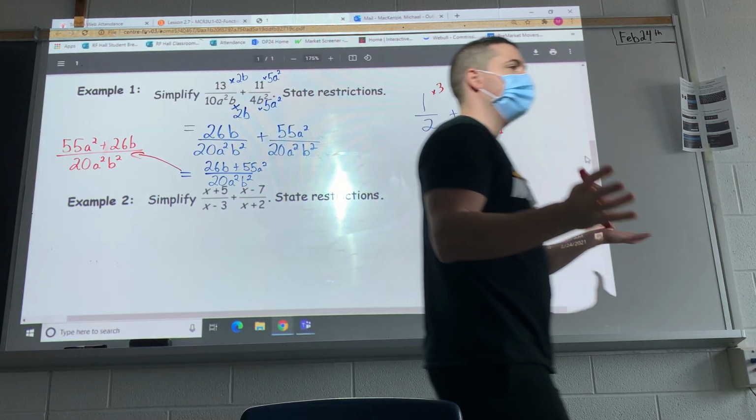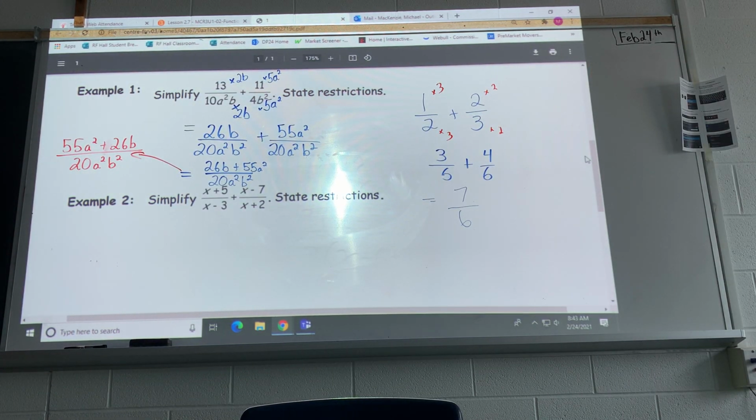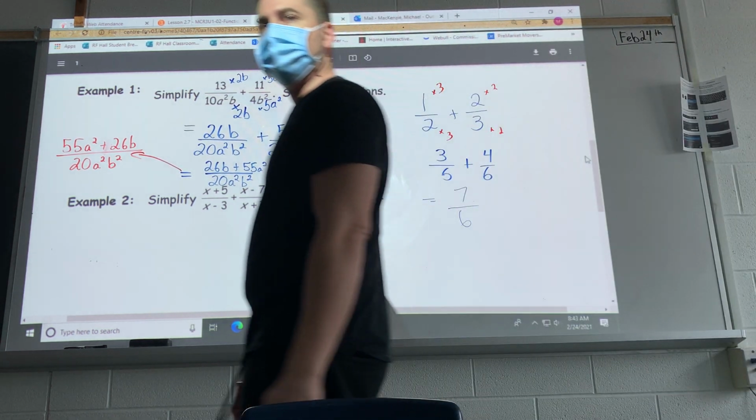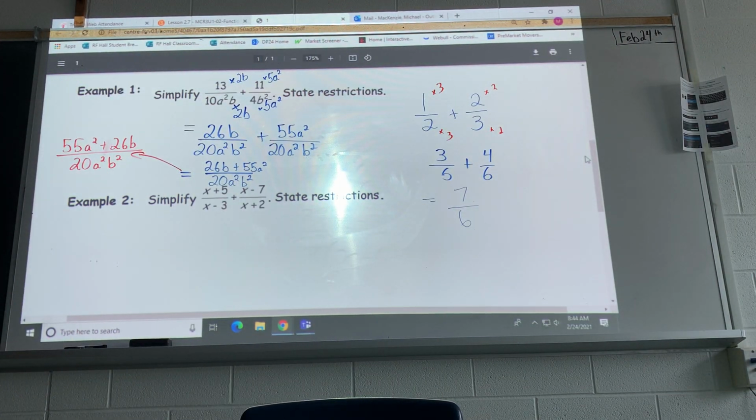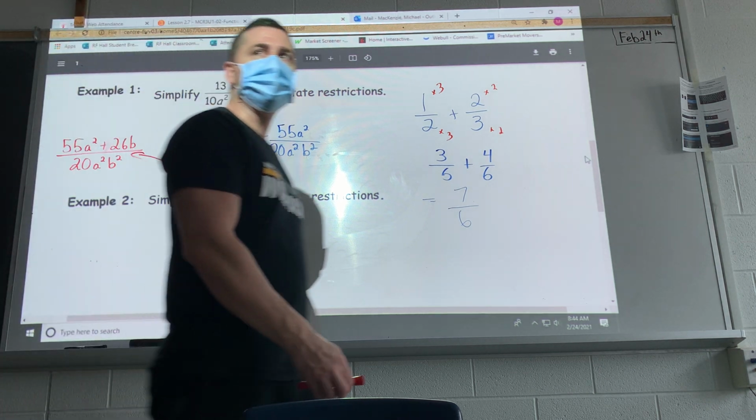We didn't have a common denominator, so we made it a common denominator, then add the numerators. Actually, one more step. What was the last step? Or second last step, before the one I added.